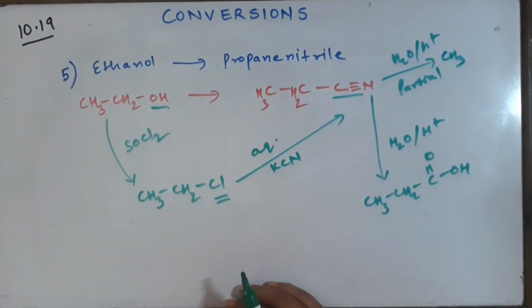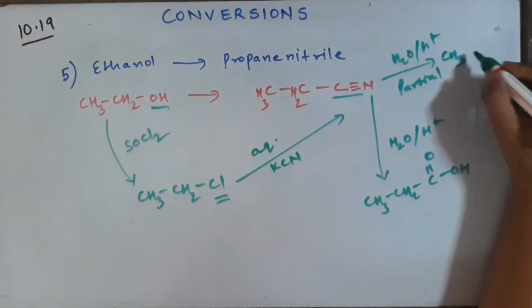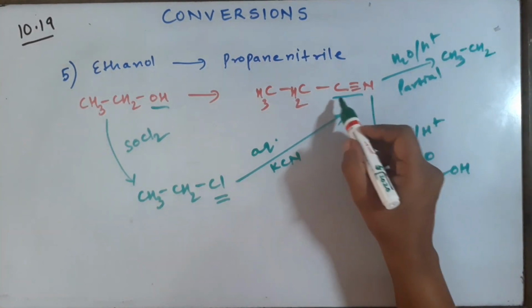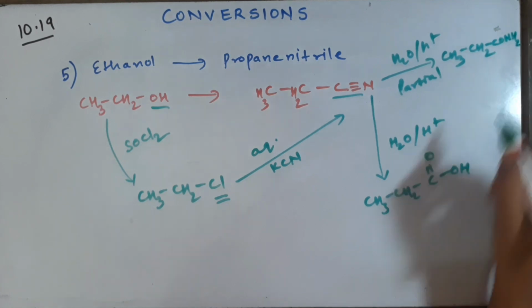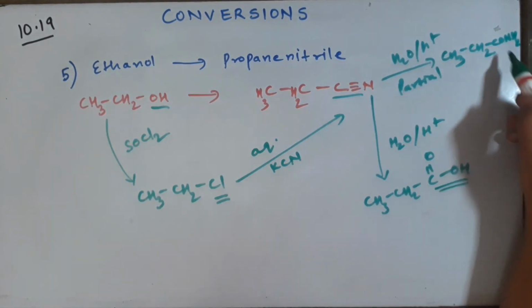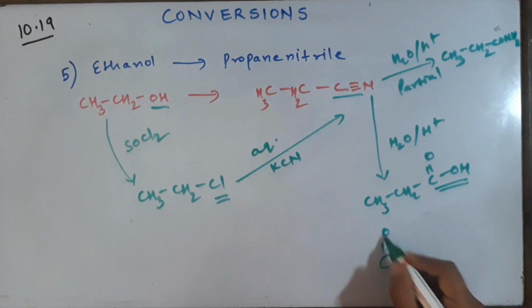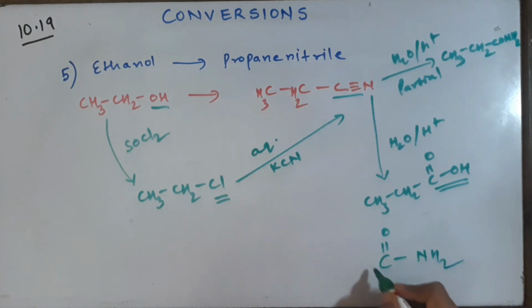What will we get? Yes, amides. So we will get CH3CH2CONH2. Look at that, CONH2. Instead of COH, you are going to write CONH2. It looks like this, amide.